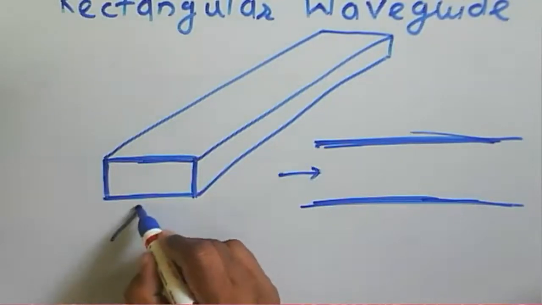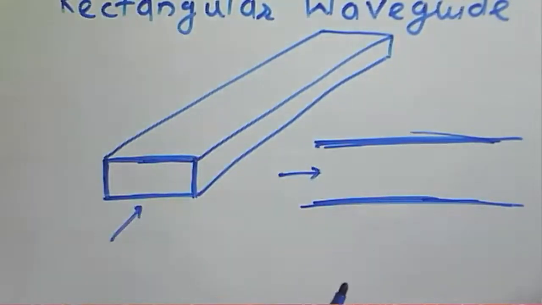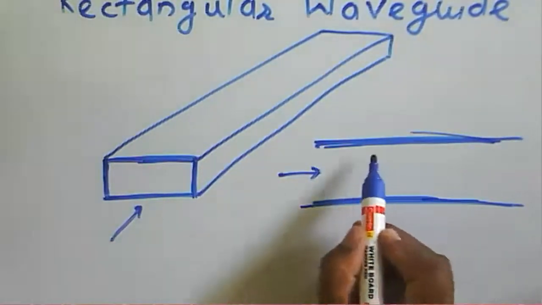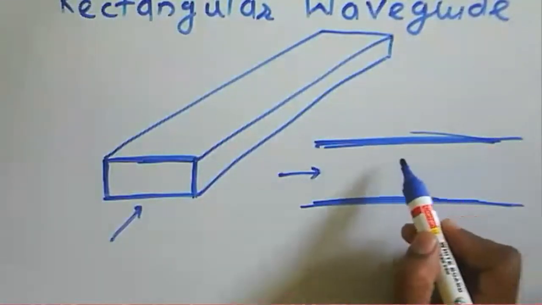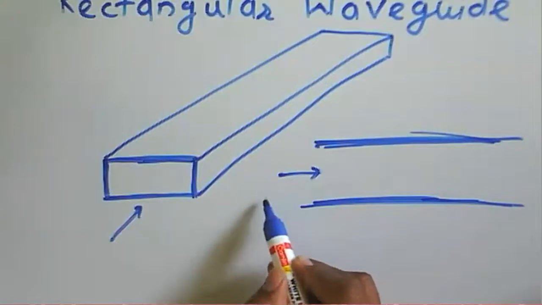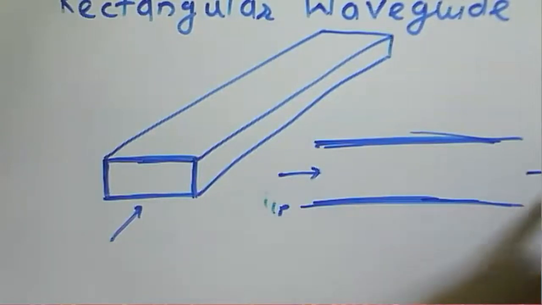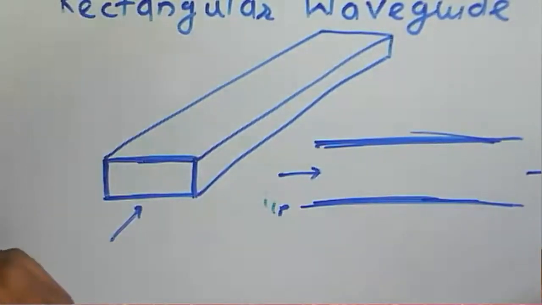Similarly, here we can say that your wave is propagating through the rectangular waveguide. If you cut the section here, your wave will be propagating through the guide. We say that there is an input here, and we'll get an output here. Now we talk about how your wave is propagating through this guide.